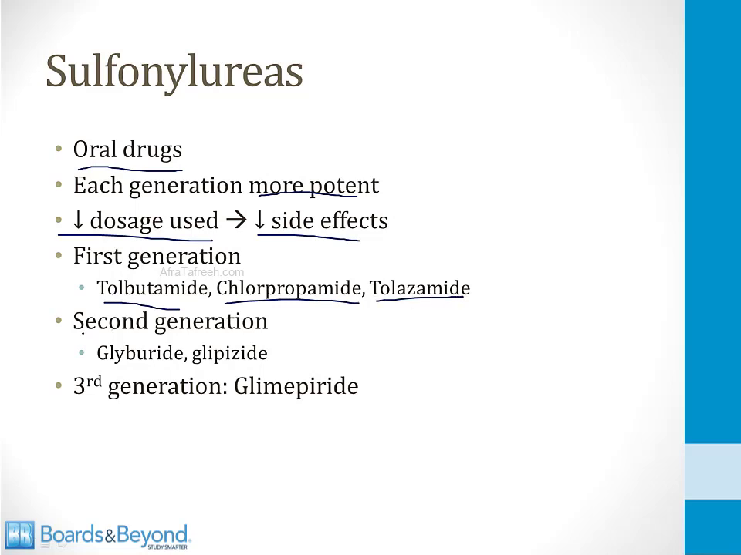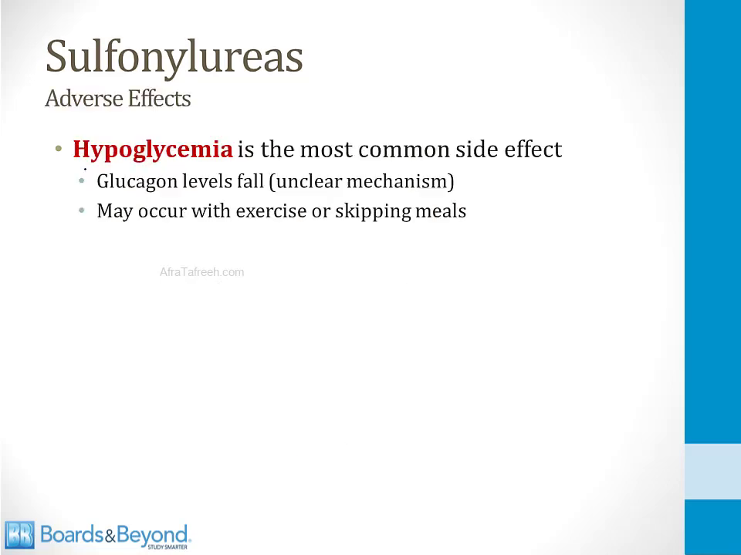The second generation drugs are much more commonly used. They are drugs like glyburide and glipizide. And then there's one drug which is sometimes called a third generation drug. Sometimes you'll see it listed as a second generation drug, and it's called glimepiride. The major side effect of these drugs is hypoglycemia, and as I told you before, this is the reason that metformin is preferred over sulfonylureas, because metformin does not cause hypoglycemia.